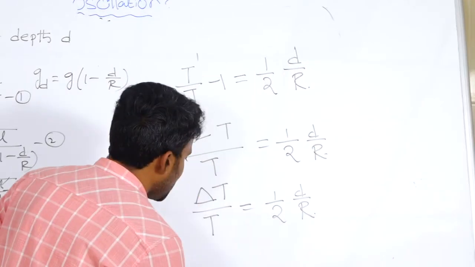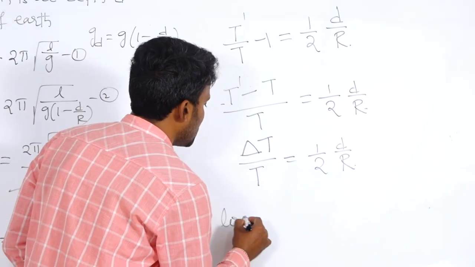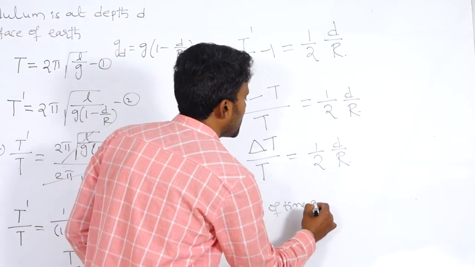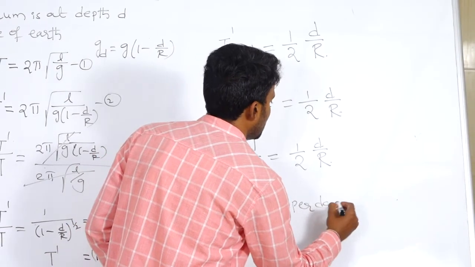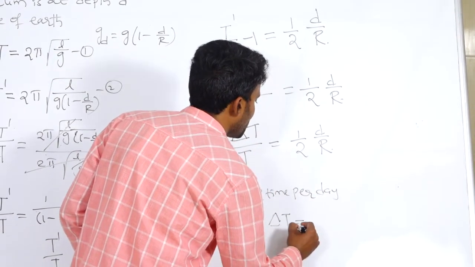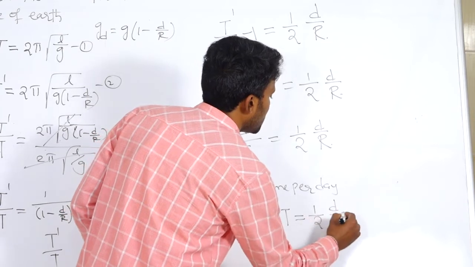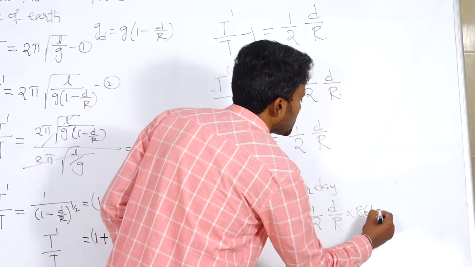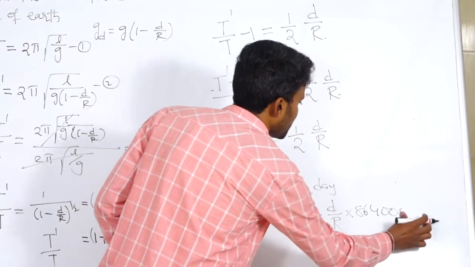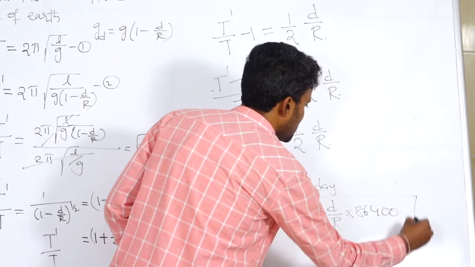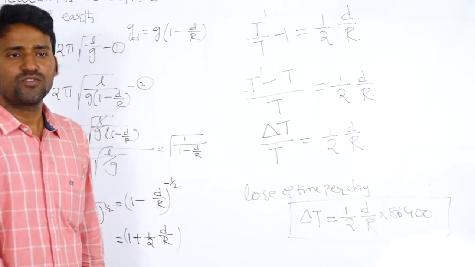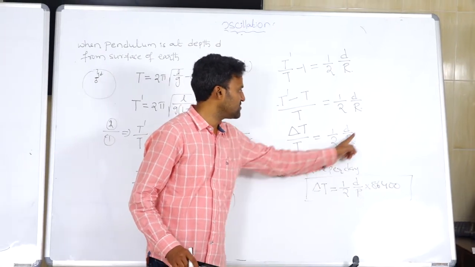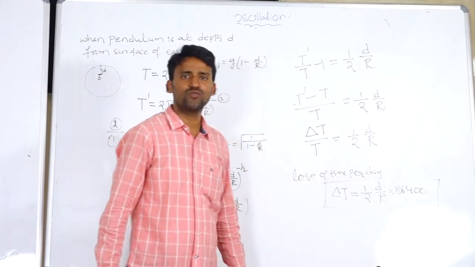Then delta T is the loss of time per day. Delta T is equal to 1 by 2 d by R into T. This T value is 86,400 seconds. Delta T is the same; if I take T directly, its value is 86,400 seconds.